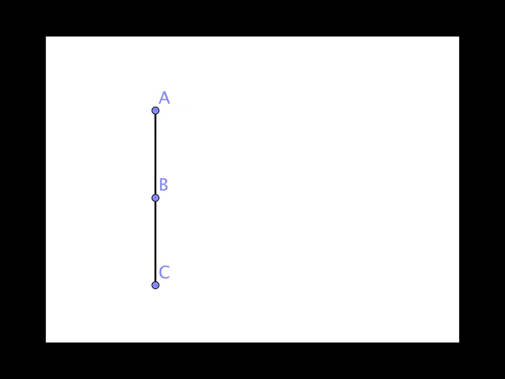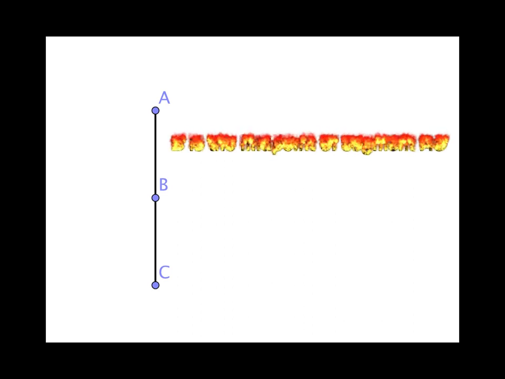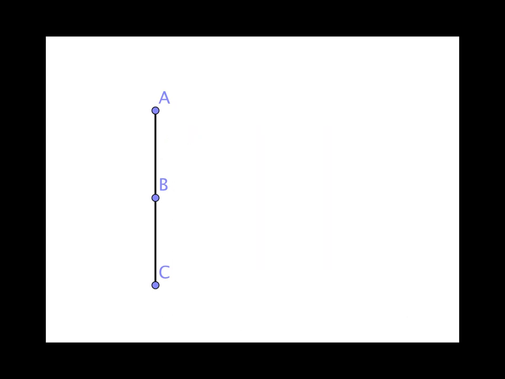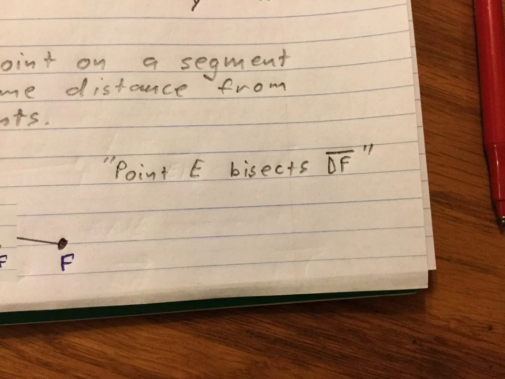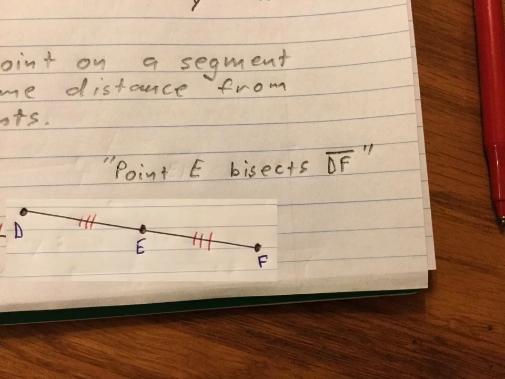You'd be tempted here to say that B is the midpoint of segment AC, but without any measurements or any congruence markings, we can't say that. So those congruence markings are really important. We could also say point E bisects DF. The word bisect means cut in half, kind of like binoculars or bicycle, cuts in two.